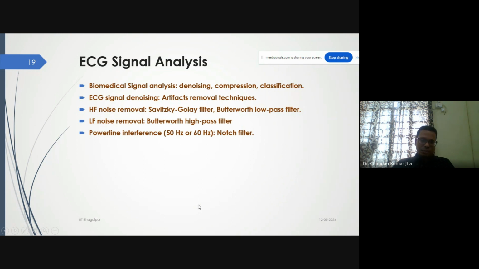From the research point of view, wavelet based techniques are also used for noise removal. For power line interference at a certain power line frequency, such as 50 hertz, a notch filter can be used. If we consider the harmonics of 50 hertz, a comb filter will be used. So power line interference can be removed using the notch filter. Now we will come to the details of compression and classification in the coming slides.